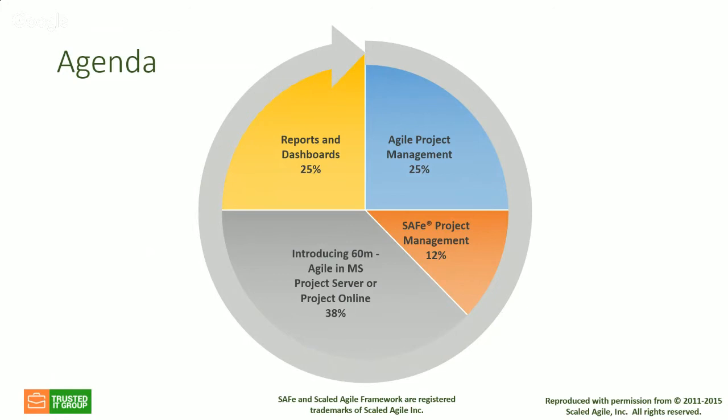And we're going to be spending some time on reports and dashboards. How can we report some of the Agile project status, progress, or epics or features, as well as waterfall projects, and how those two worlds will come together on one page on the report.